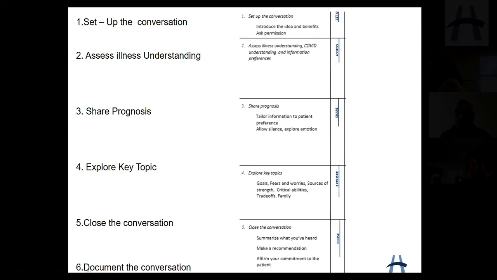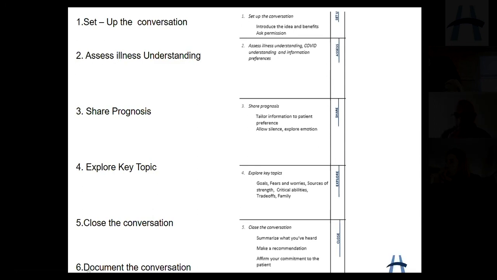The next step is closing the conversation, and that's where you summarize what you've heard. And again, you're focusing on summarizing the main important things: the prognosis and the important values that they mentioned to you, their goals, their fears, their critical abilities, those values. And that allows you to make a recommendation.